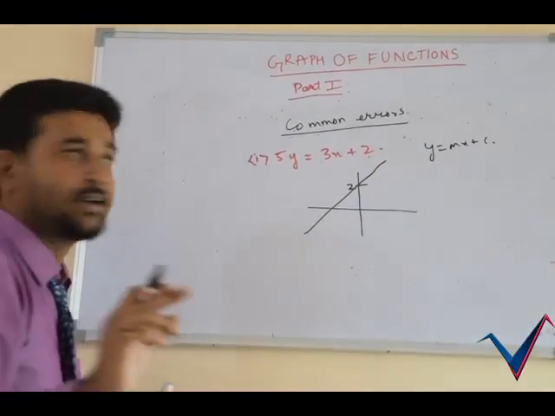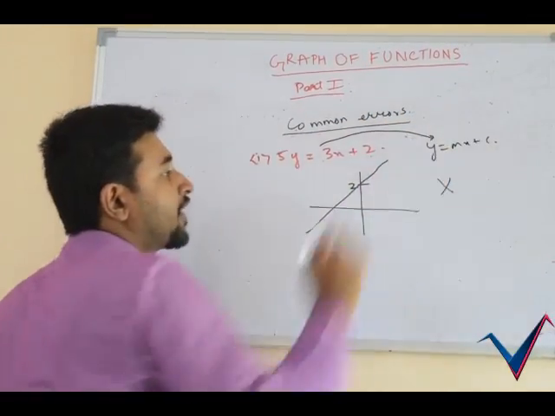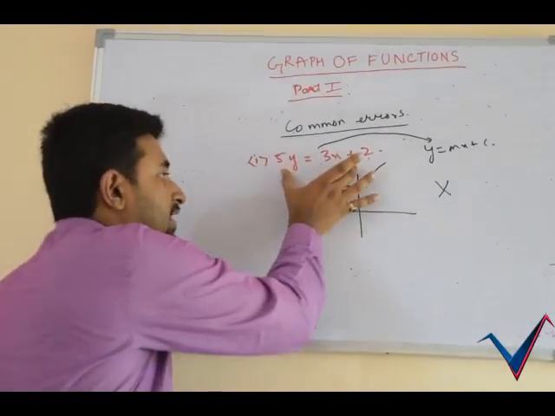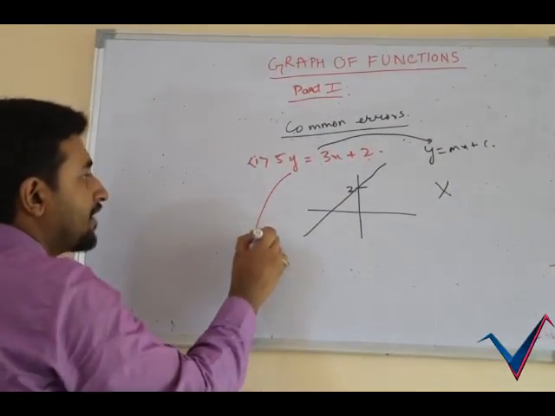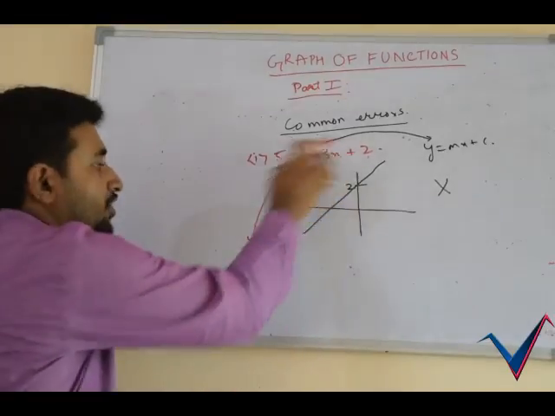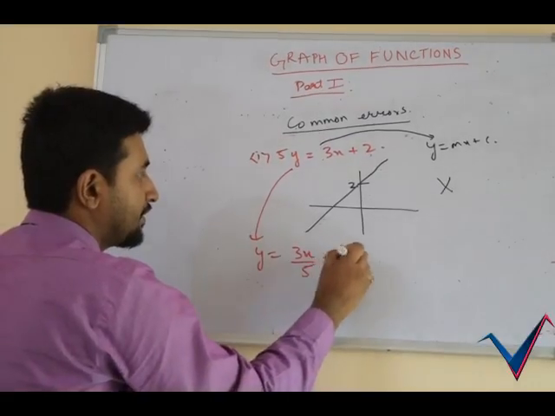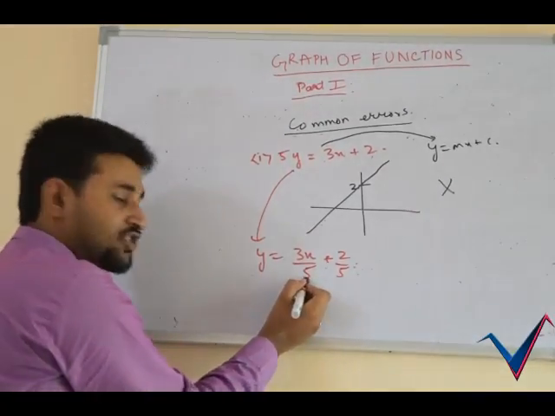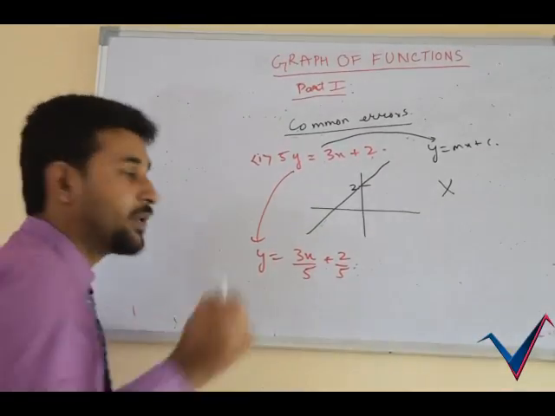But this is wrong. Why? Because we haven't transformed this into the form y equal to mx plus c. When we make the coefficient of y as 1, then this equation will get transformed to this form. So what you need to do here, as we have already done, is just divide this equation by 5. So you would get y is equal to 3x by 5 plus 2 by 5. And now the line would be similar only, but the slope would change. The slope would now be 3 by 5, and the y-intercept will now be 2 by 5.